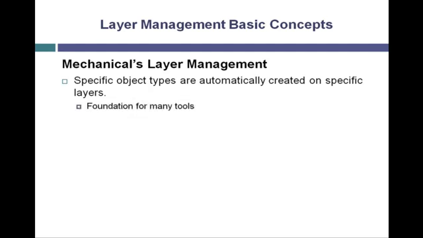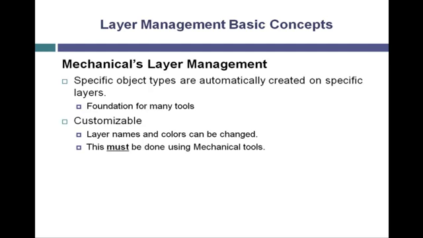And this functionality is the foundation for many of the tools within Mechanical. For instance, this is what prevents the dimension command from dimensioning to a hatch line. The layer properties of these layers can be customized. Layer names and colors can be changed. Line weights and line types can be altered.